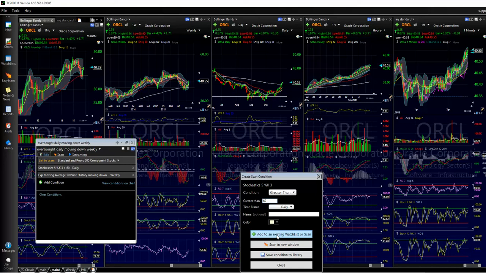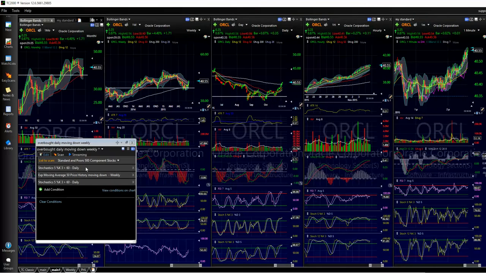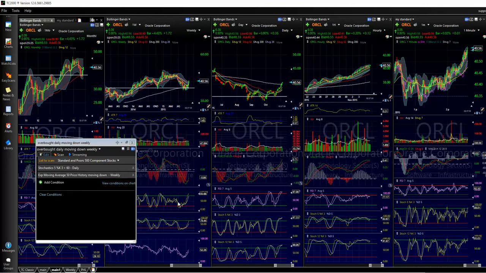Add to an existing scan or watch list, or create a new one. But let's do add to an existing scan or watch list. And we're going to add to conditions. Now you'll notice we already have this condition on this screen. So I'm going to go ahead and get rid of the one we just added there. We don't need it twice. Let's look at our next condition, which is I want an exponential moving average 50 moving down weekly.